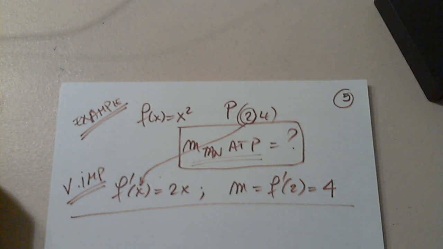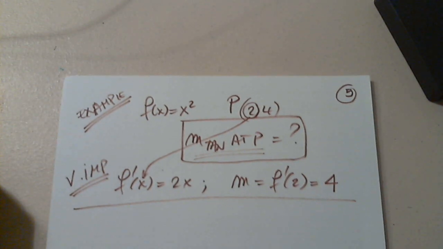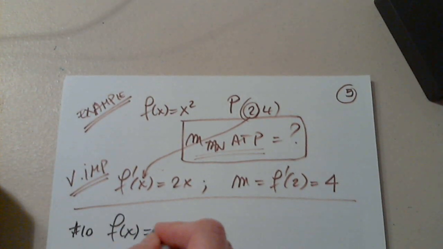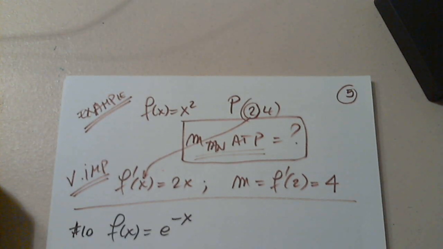Find delta y for the given x and delta x values. Then find dy. I'm going to talk about this in a minute one more time. And find dy for the given x and dx. So let's choose anything from 1 to 12. We do 10. So for 10 we have f of x equals e to the negative x, x equals 1, delta x equals negative 0.2. Did I copy all of them from one problem? Because sometimes I copy from different problems.